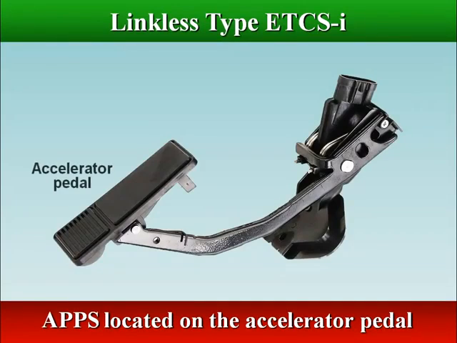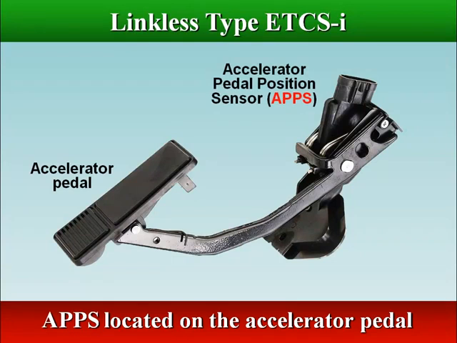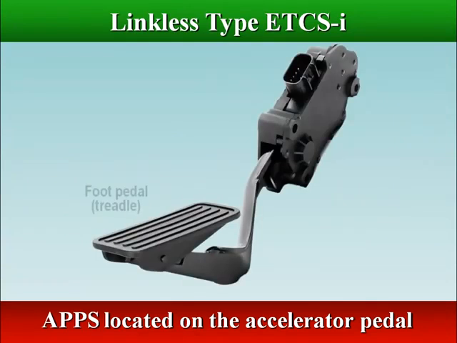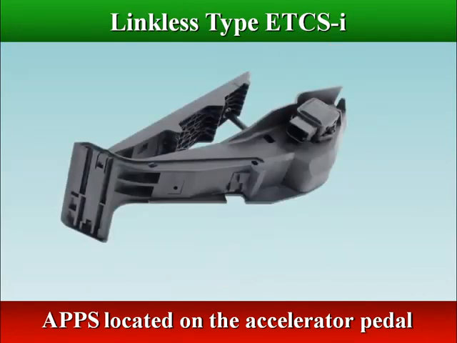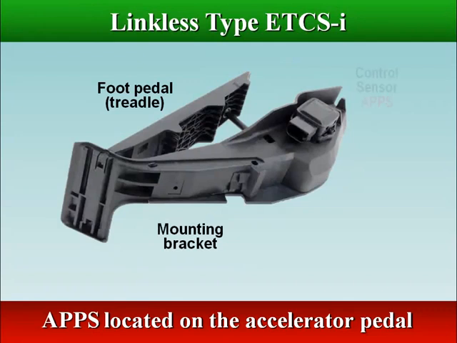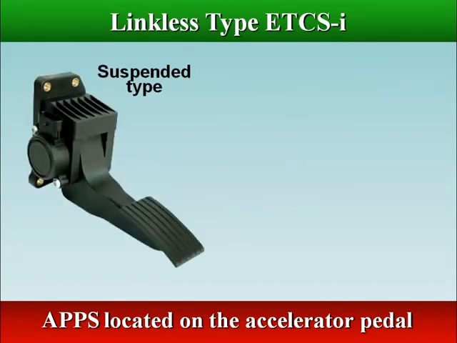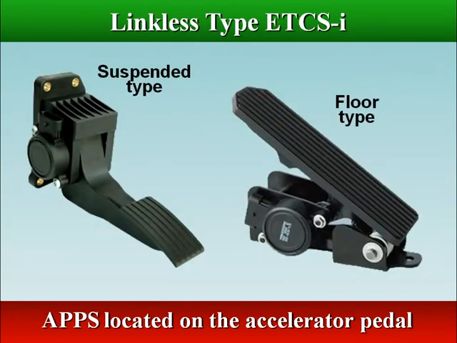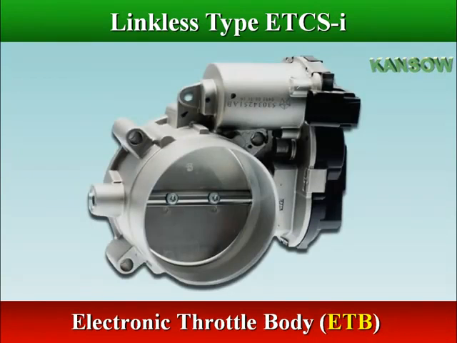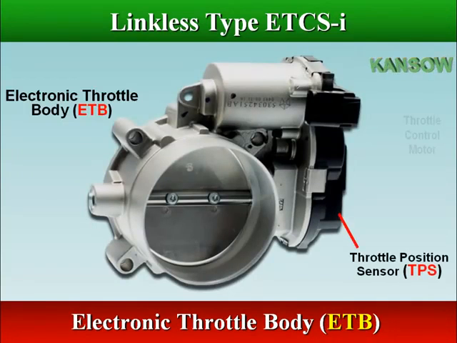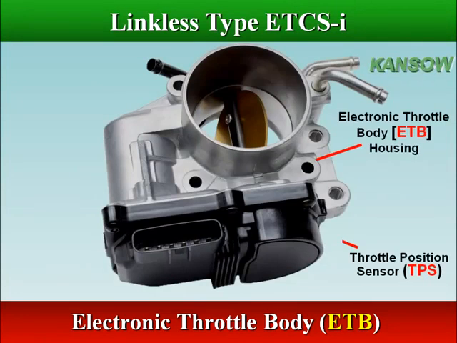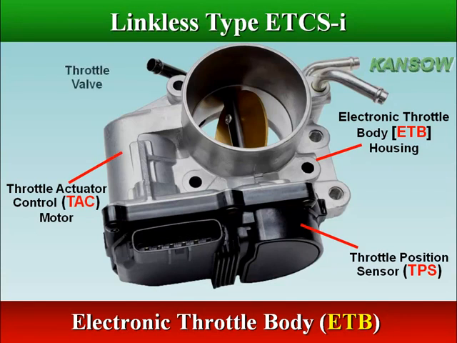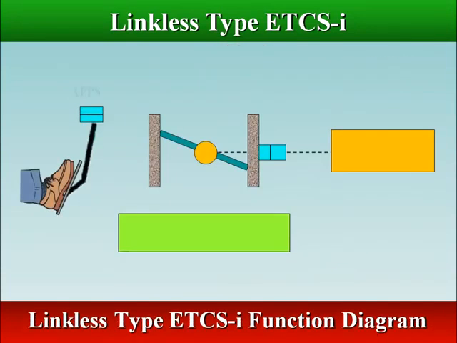The linkless type electronic throttle control system is the most commonly used. It uses a cable-less system where pedal position sensors are mounted on the accelerator pedal and pedal position information is sent directly to the ECM. The electronic throttle body, ETB, integrates the drive motor which moves the throttle valve, and the TPS that is utilized for ECM feedback. Operation of this system is nearly identical to the link type.